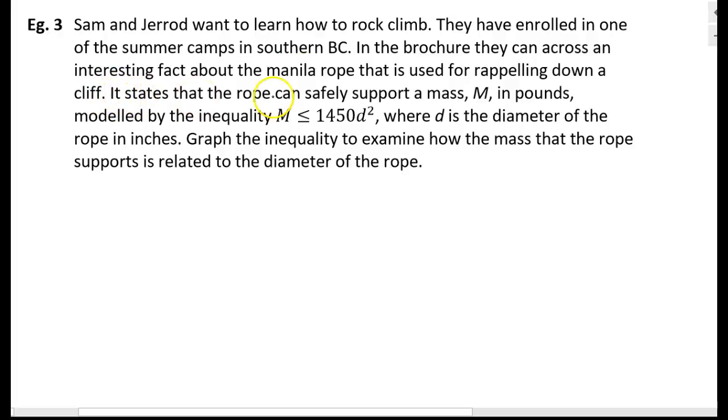Okay, it states that the rope, so some sort of rope that we're using as we're going down a cliff, can safely support a mass of m in pounds, modeled by the inequality m is less than or equal to 1,450 multiplied by d squared, where d is the diameter of the rope in inches.